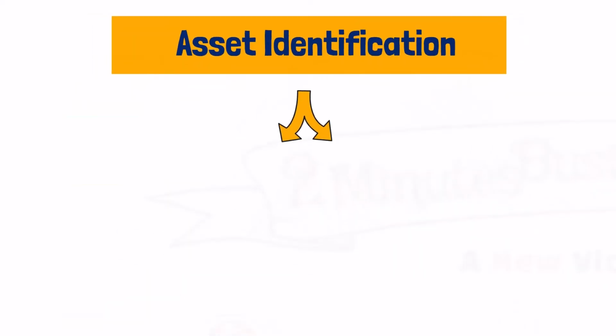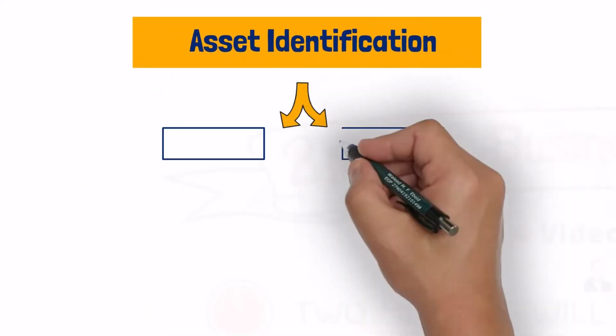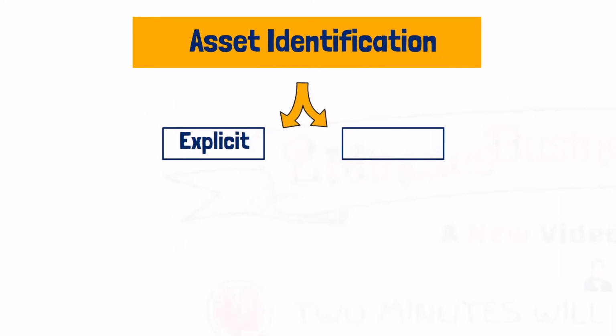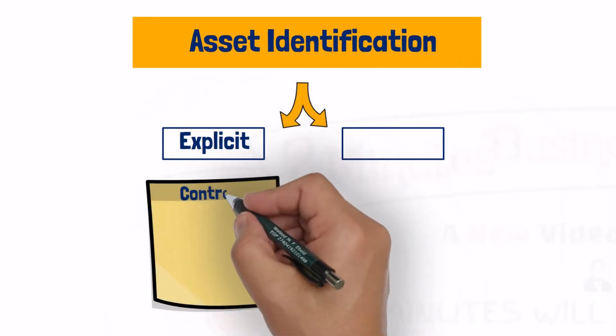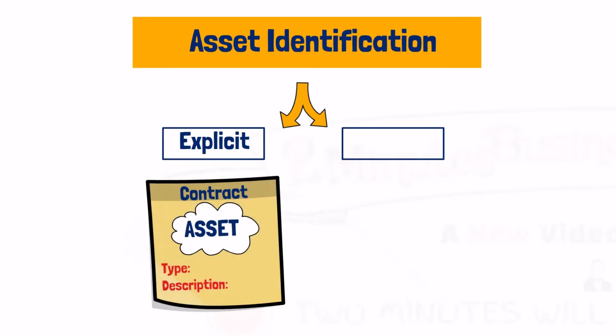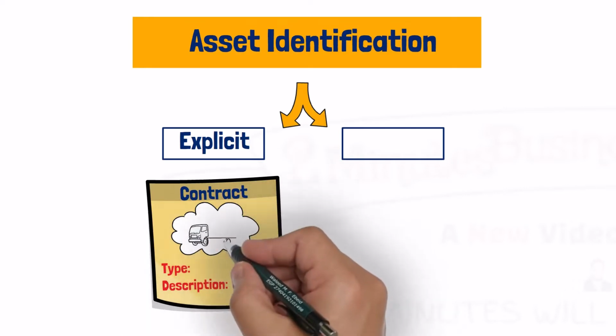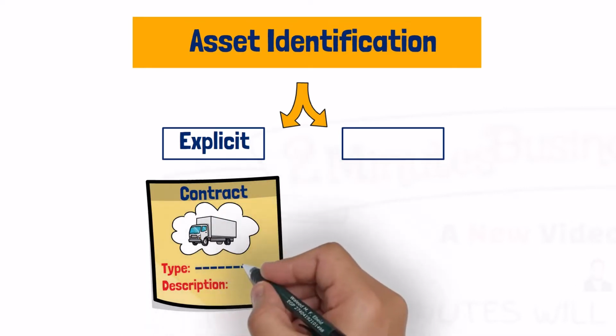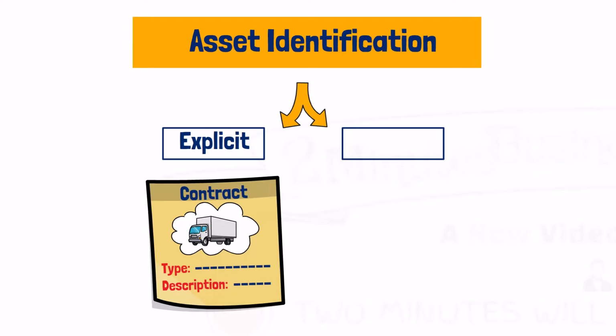There are two ways an asset can be identified in the contract. First, by explicit identification of the asset, where the contract mentions an asset and provides a description of it. For example, a contract states that a customer has the right to use a vehicle of a particular type, and mentions its specifications. That is an explicit form of asset identification.